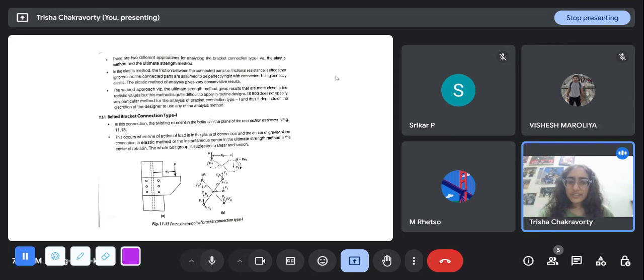The elastic method of analysis gives very conservative results. Conservative results, why? Because you are ignoring one part of the friction resistance. See, the results that are on the safer side approximately are called conservative, and conservativeness has to do with safety, and otherwise you make it economical but unsafe.